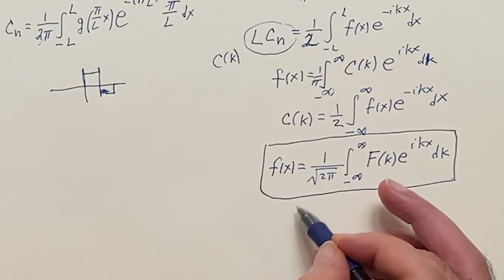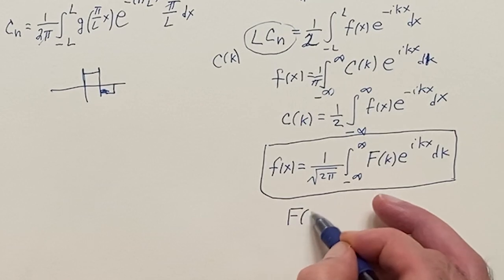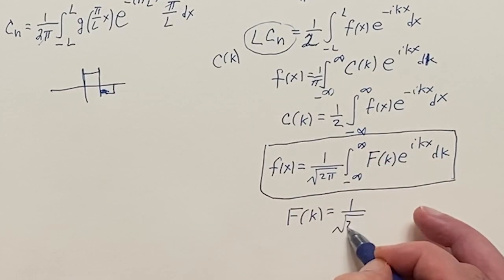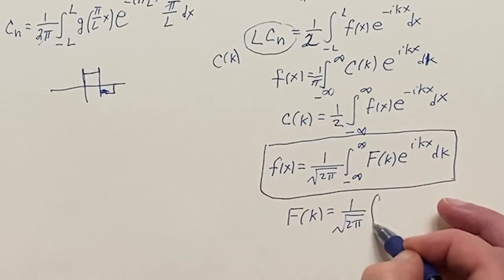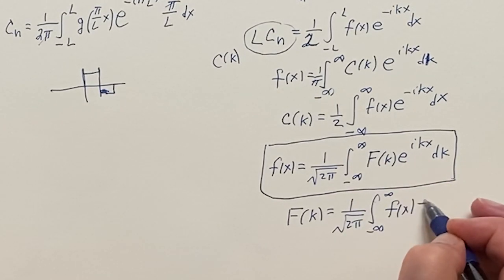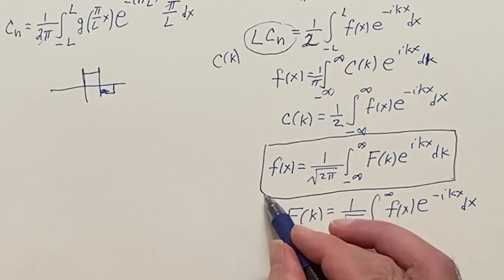And then the other one here, this one here is going to be then the capital F of K. We'll have a 1 over square root of 2 pi also. Minus infinity to plus infinity, f of x, and now they have the e to the minus ikx, like this. So there we go.